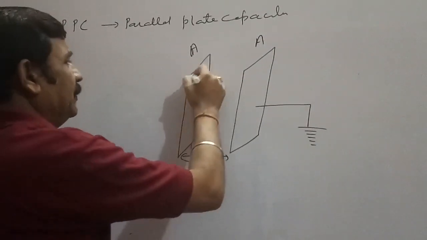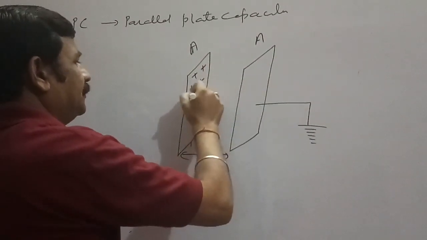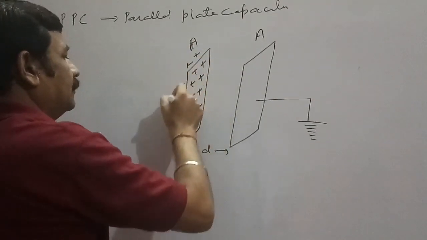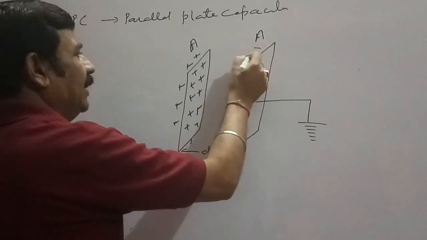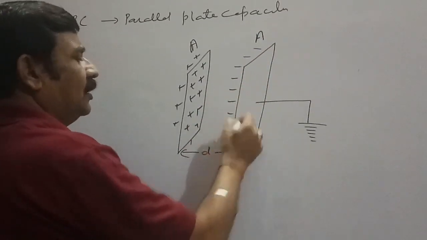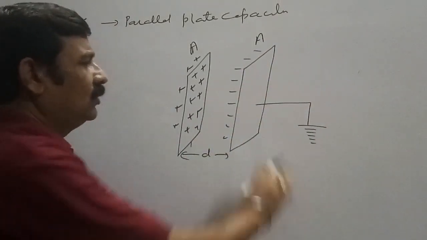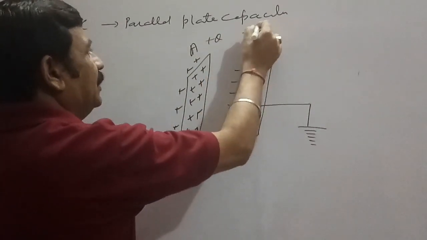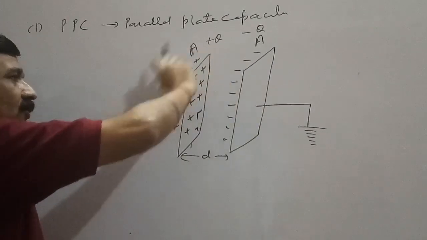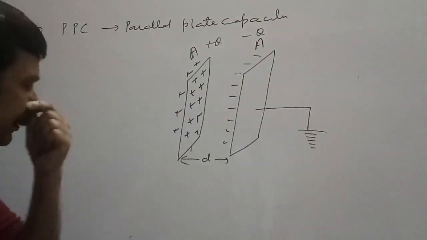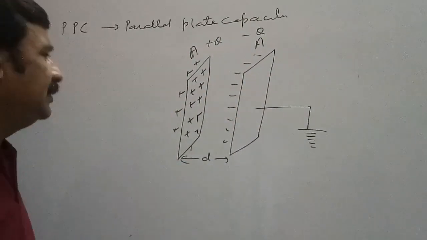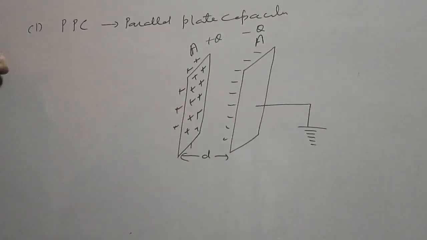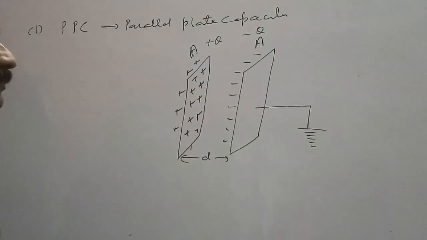Let this plate be given a positive charge. The inner face of the second plate will have negative charge. The outer face is connected with earth, so the outer face will have no charge. Here plus Q and here minus Q. Plus Q is the charge on the first plate, minus Q is the charge on the second plate. The distance between both plates is D and the area of each plate is A. We want to know the expression for the capacity of this capacitor.